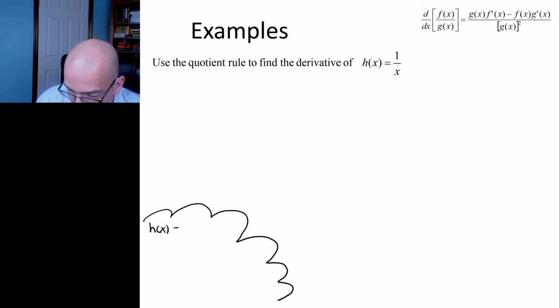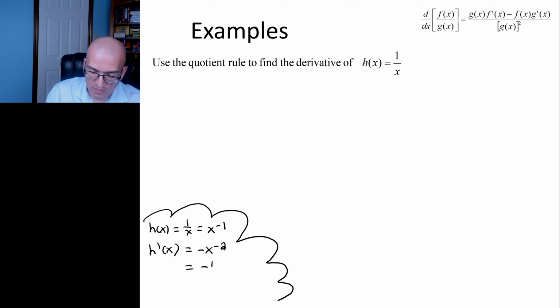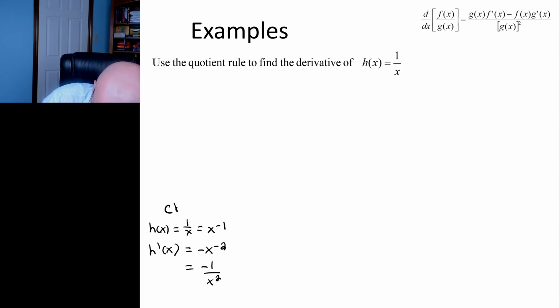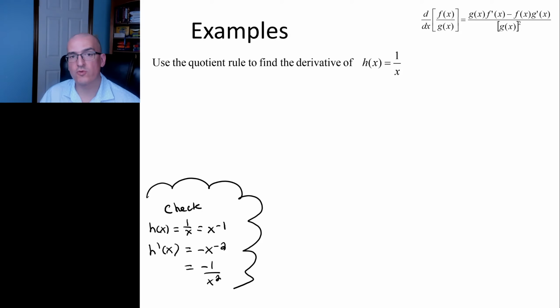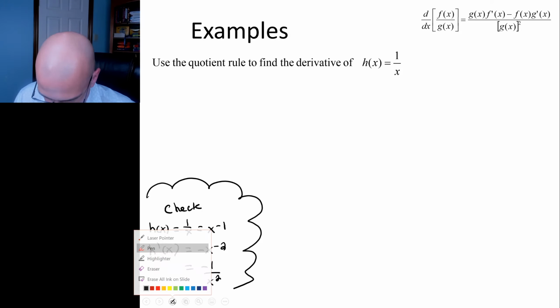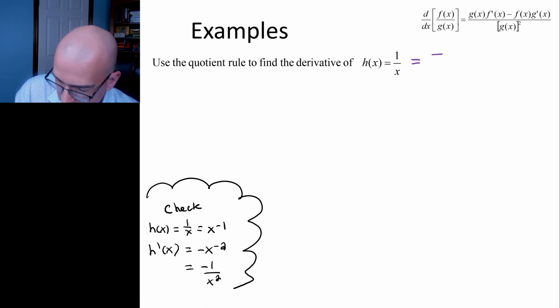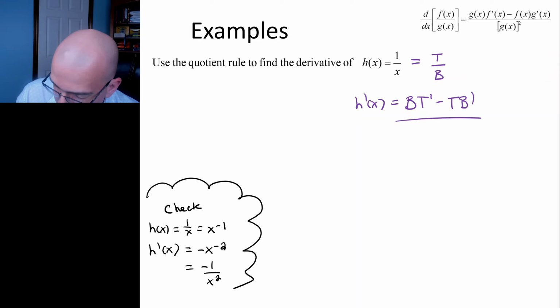H of x equals 1 over x, which is the same thing as x to the power of -1 using the laws of exponents. Now we'll take the derivative. We get negative x to the power of -2. Power gets reduced by 1, which is -1 divided by x squared. So that's our check. Okay, let's confirm that the quotient rule agrees with this derivative. So this is our top function, this is our bottom function. B t prime minus t b prime all over b squared.